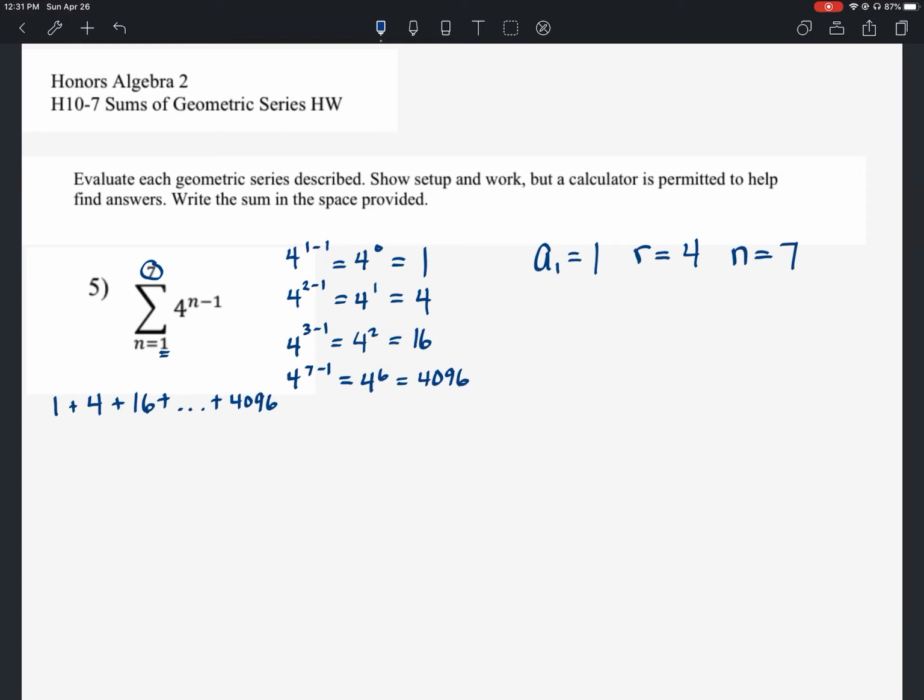Okay, so we're going to take this now and use it in our formula to find the sum of the series. We'll say the sum of the 7 terms is going to be our first term times the multiplier raised to the power of n, which is 7, minus the first term, over 1 less than the multiplier, so 4 minus 1. And when we go through and do that, let's just use the calculator. Actually, I already did it. I remember what it was. It was 16,384. Okay, minus 1 over 3.